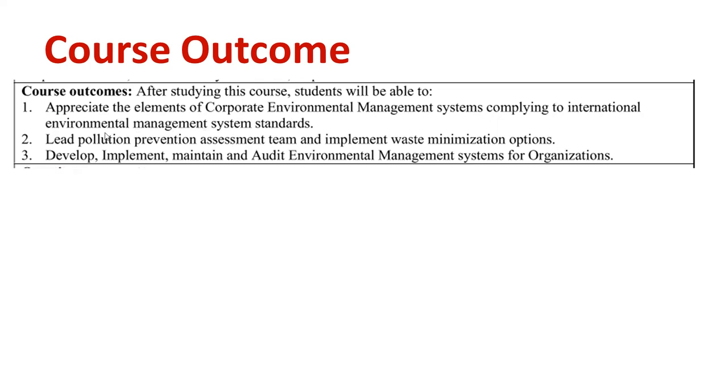I'll also be mentioning the various examples. Lead pollution prevention assessment teams and implement waste minimization options. So that is another course outcome. At the end, you will be learning to develop, implement, maintain, and audit environmental management for an organization. These are the course outcomes. At the end of the course, you should be able to explain these concepts.